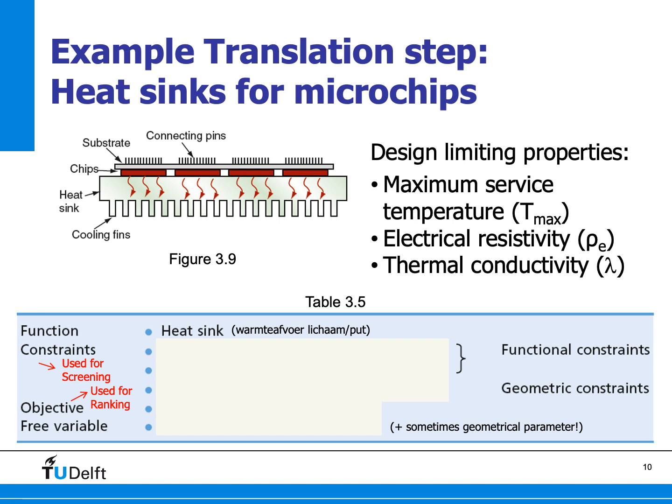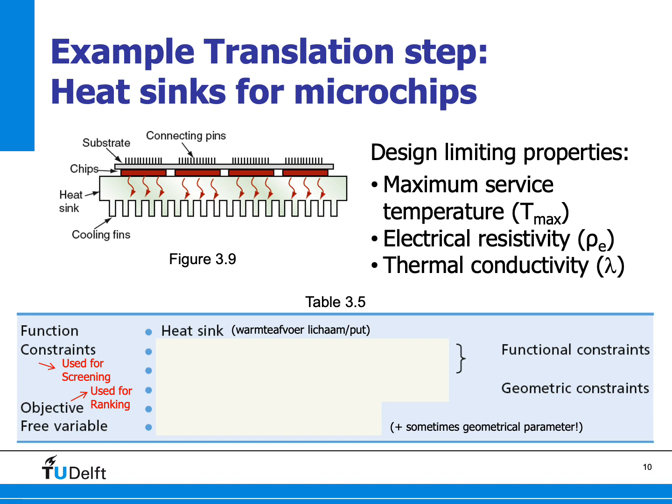Now let's look at an example of the translation step, and we do that for heat sinks for microchips. What you see here in this picture are the microchips, and they're connected to a heat sink to make sure that the chips are not overheated. So all the heat that is being generated by the chips has to be conducted away from the chip through these heat sinks, and they have here cooling fins so all the heat can be carried away.